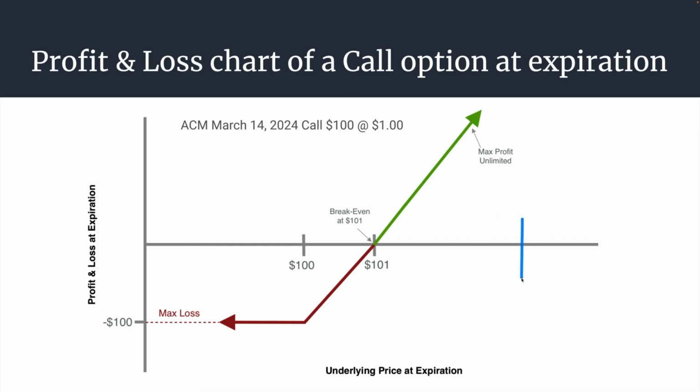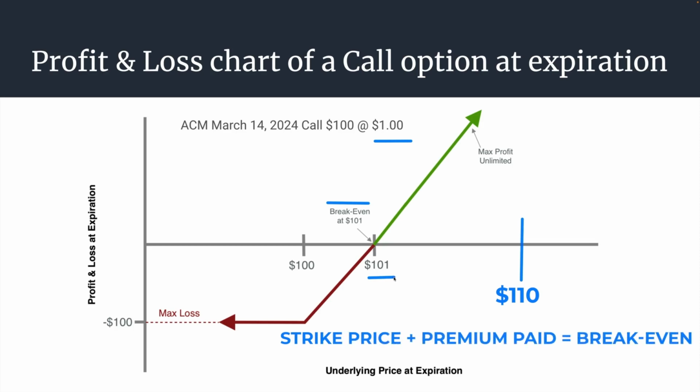As we've already learned, if ACM is at, say, $110, this options contract becomes very profitable. However, there is a break-even point right here. Because we paid that original $100 to open this contract, we don't get that $100 back. That $100 stays with the seller of this contract. So we actually move our break-even up to $101. So we take the strike price plus the price we paid would be our break-even.